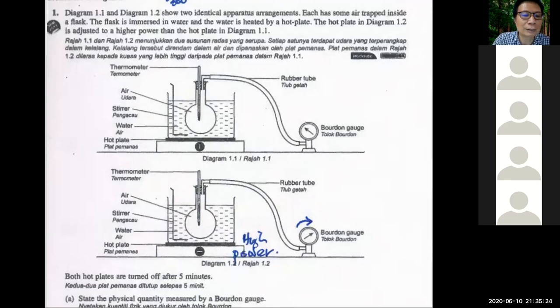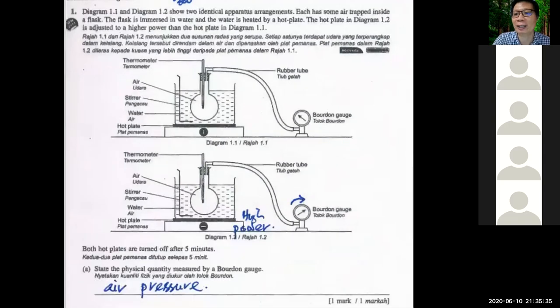Jian Liang, Bourdon gauge measures what? Pressure. Yeah, correct. Just now the two students gave the answer as a unit of pressure. Pascal is the unit of pressure. Actually, the quantity is pressure; it measures pressure, and the unit is Pascal. So just now the two students' answers were only half correct. The quantity should be pressure. Okay, now next.